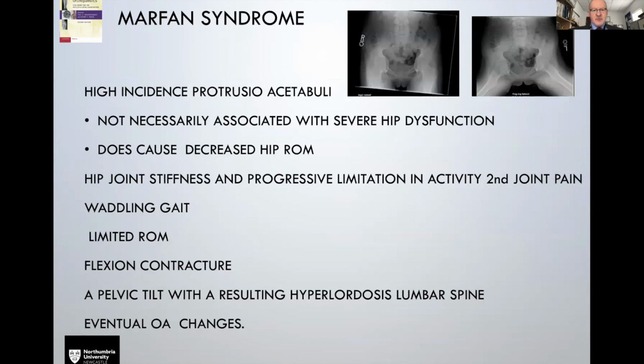There is a high incidence of protrusio acetabuli. This is not necessarily associated with severe hip disease, but it does cause decreased hip range of movement. However, in time, the patient will present with hip joint stiffness and progressive limitation in activity secondary to hip joint pain. Patients may demonstrate a waddling gait, reduced range of movement, hip flexion contracture, a pelvic tilt with resultant hyperlordosis of the lumbar spine, and eventually osteophytic changes do occur in the hip.